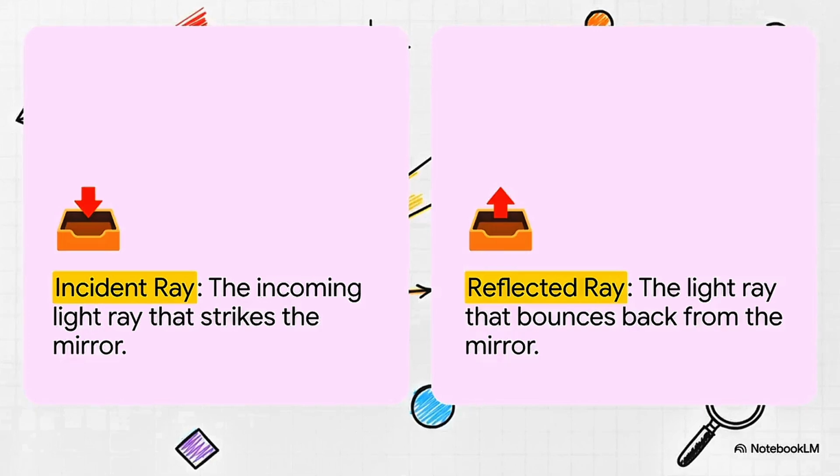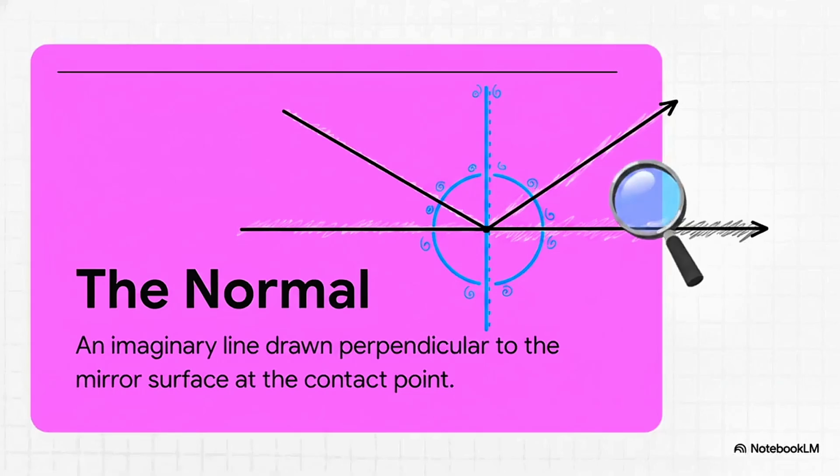To really analyze a bounce, we've got to name our actors. The incoming light ray, the one actually striking the surface of the mirror, is formally called the incident ray. And the second that light makes contact and shoots away, it becomes the reflected ray. So incident ray comes in, reflected ray goes out. Simple enough. Now this is where things get kind of fascinating.